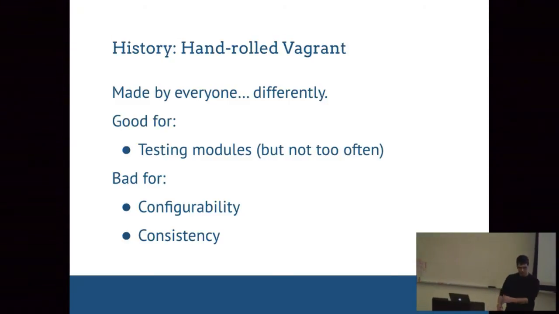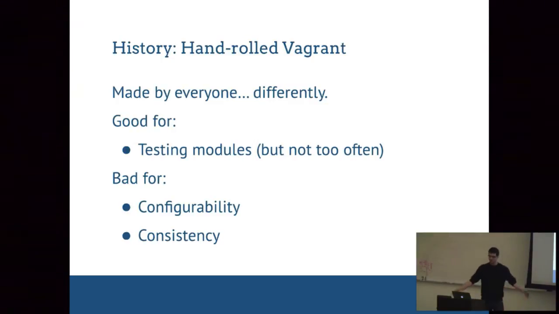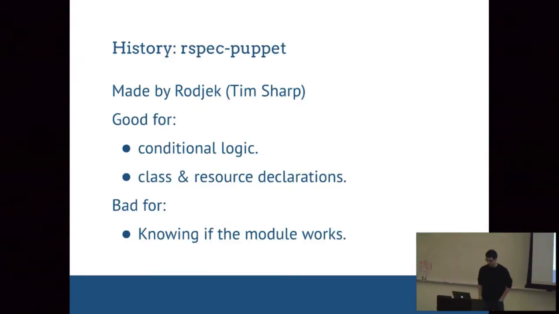If you're not using Beaker, you're doing a Vagrant up, SCP your module in, or you're using the /Vagrant directory, and you're doing Puppet apply, and you Vagrant destroy, Vagrant up, do it again. And then you start having some shell scripts around it. Everybody's shell scripts are going to be different from that point on, and you don't have any reusability and consistency, so scrap that idea.